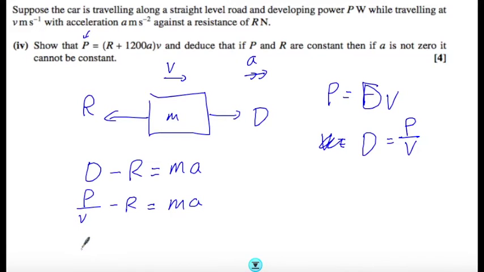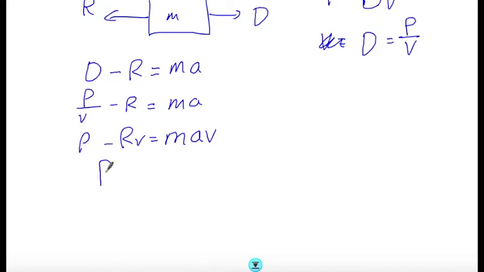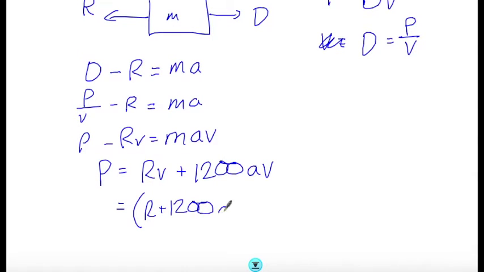So if we times everything by V, we've got P minus RV equals MAV. This is looking kind of promising. We've got P, we've got an RV, but somehow we've got to get this 1200A. Oh, the car. So we do have a mass. It's the original car, so M will be 1200. Right, very nice. So P will equal RV plus 1200AV, and if we factorise out V, we've got (R plus 1200A)V.